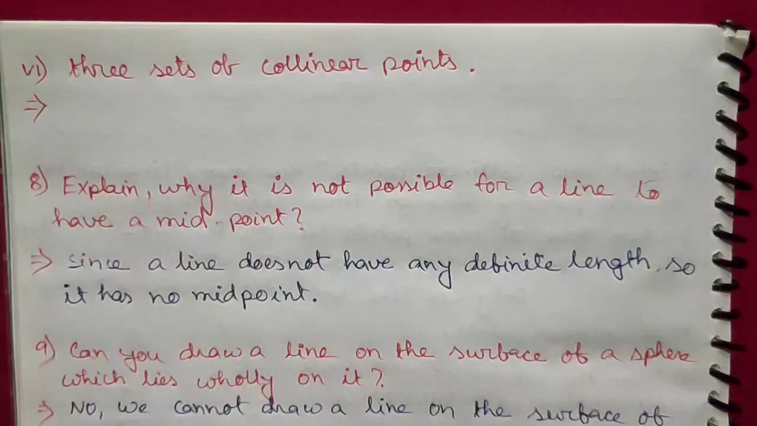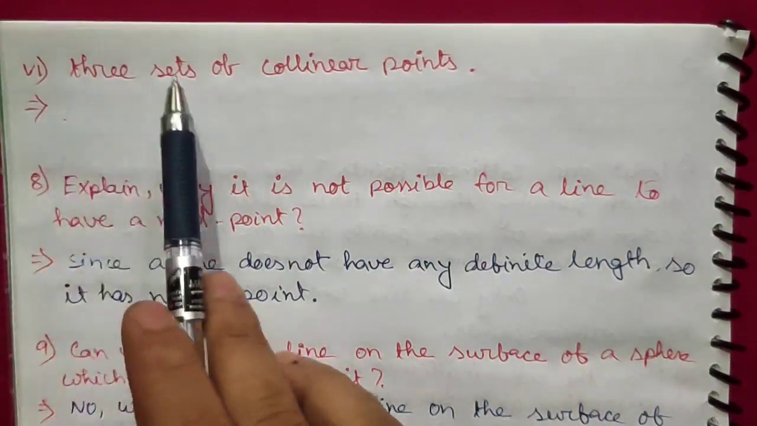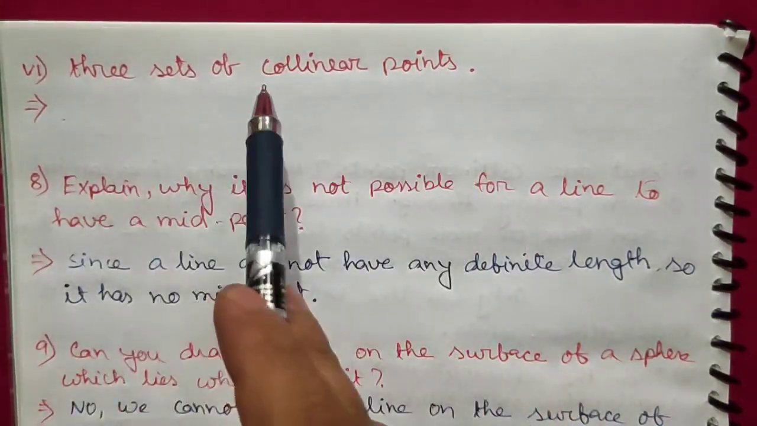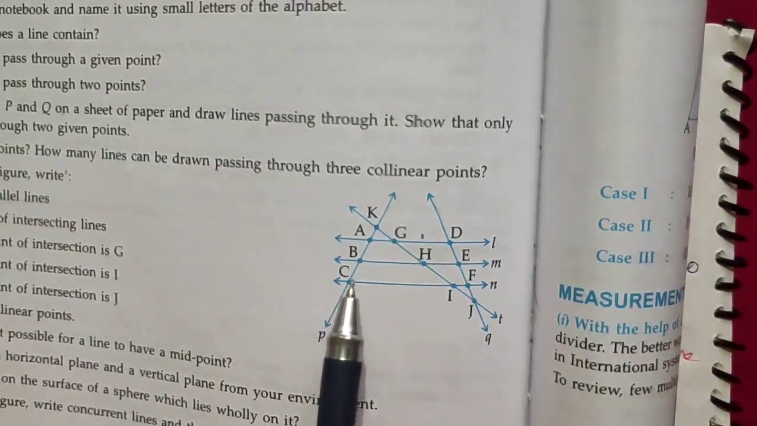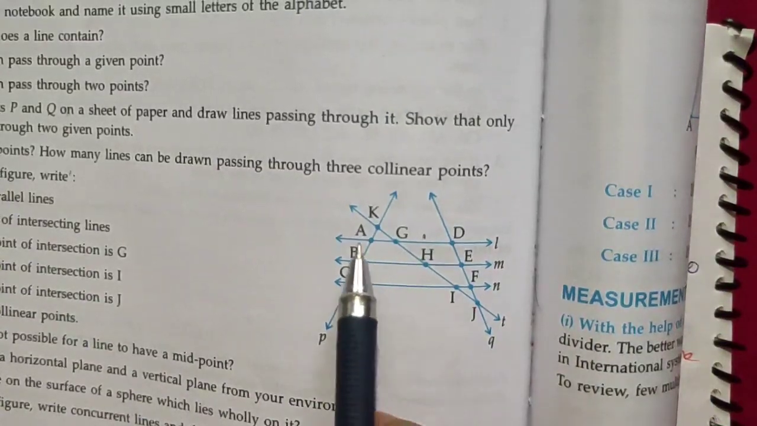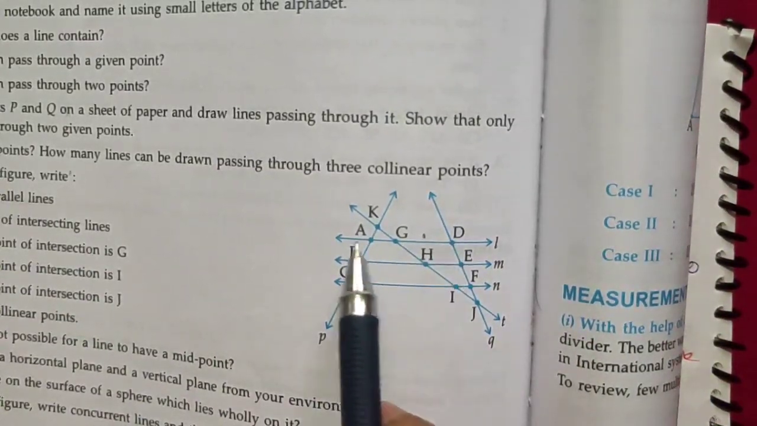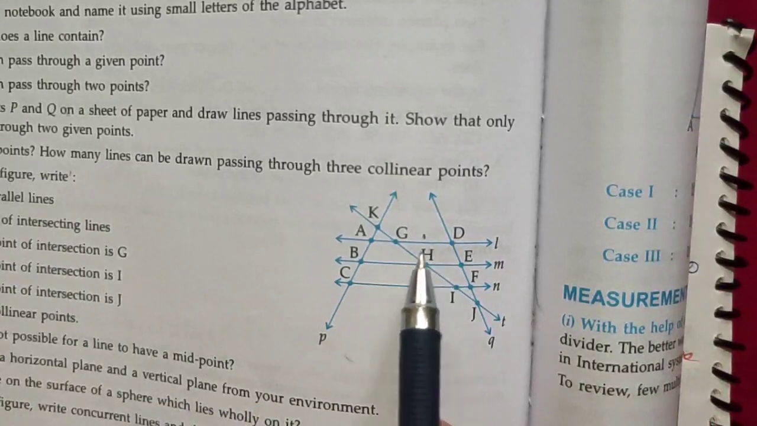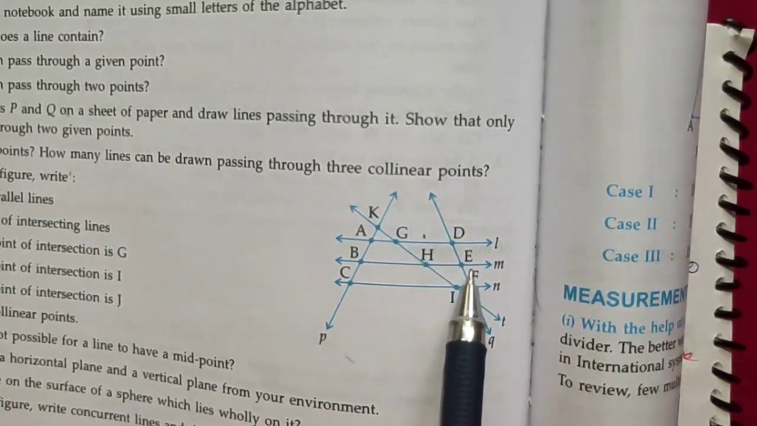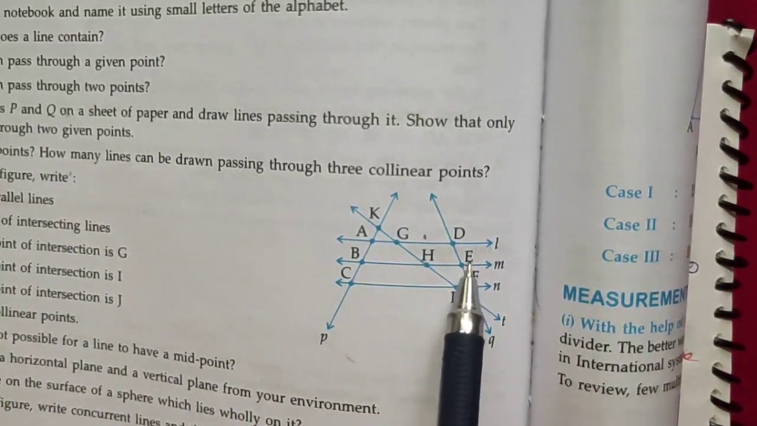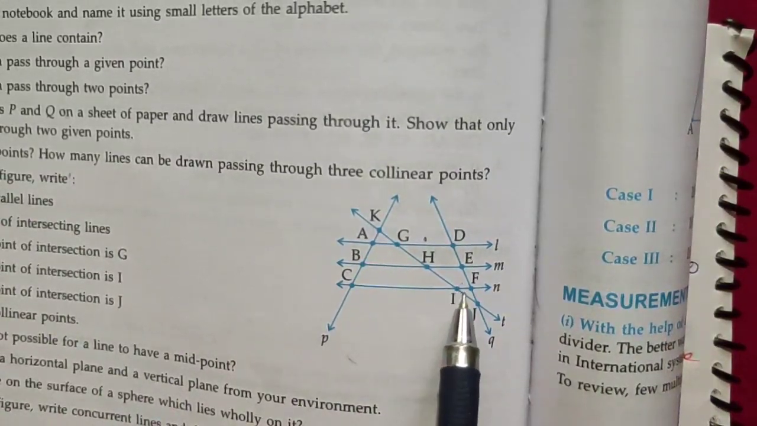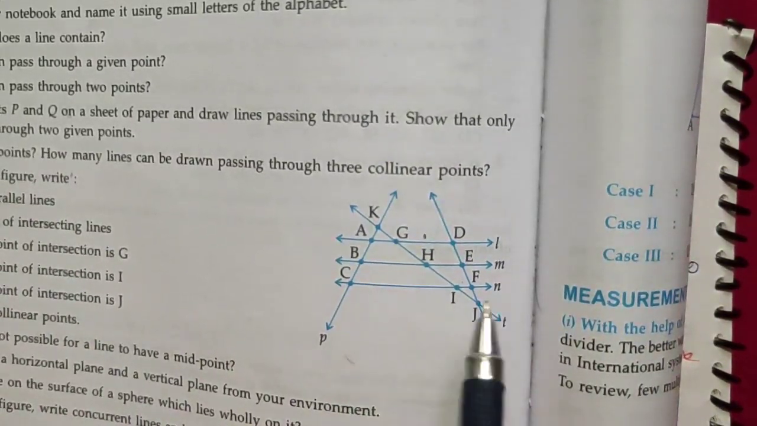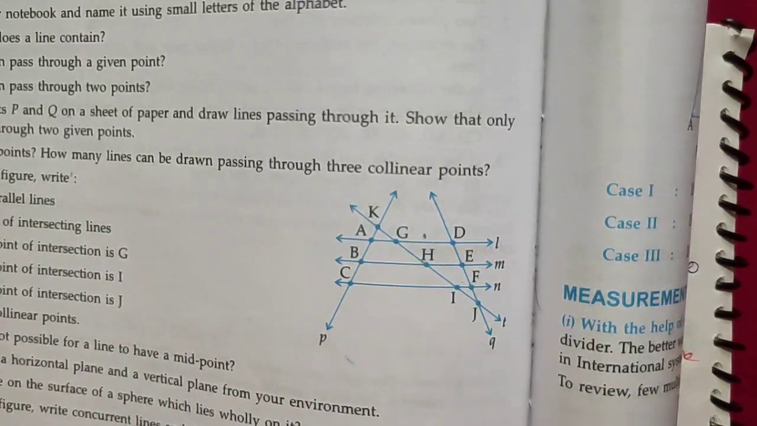The next question is three sets of collinear points. Collinear points means the points which lie on the same line. Let us find them. Look at the figure. Here A, G, D are on the same line, so these three are called collinear points. B, H, E are also on the line M, so these three are also collinear points. Next is C, I, F. These points are also on the line N, so these three points are also known as collinear points.